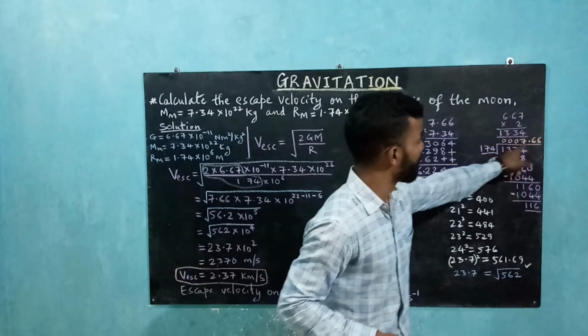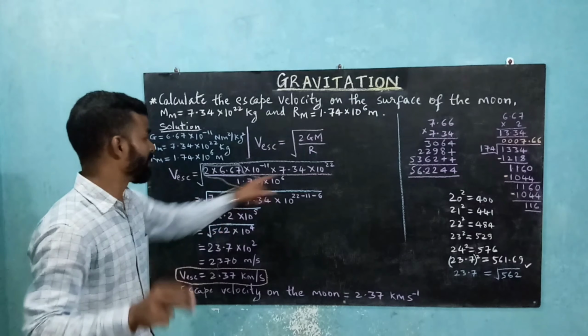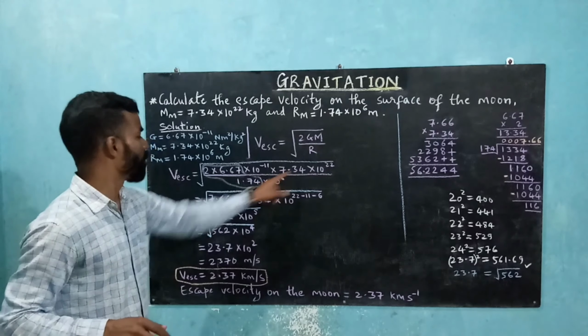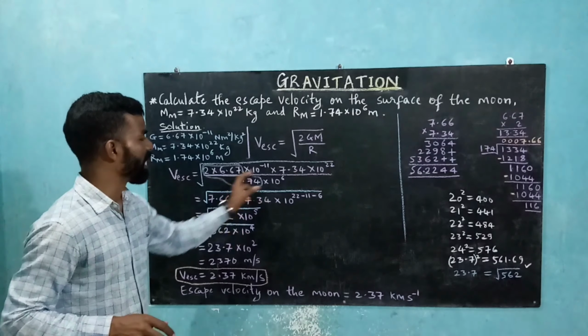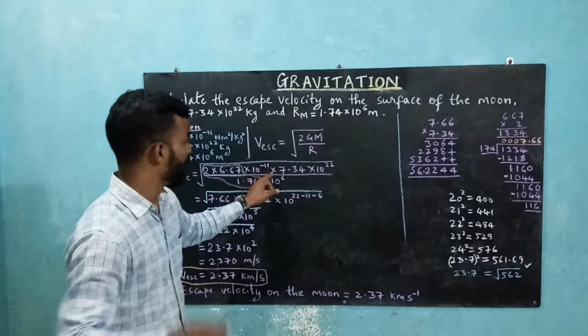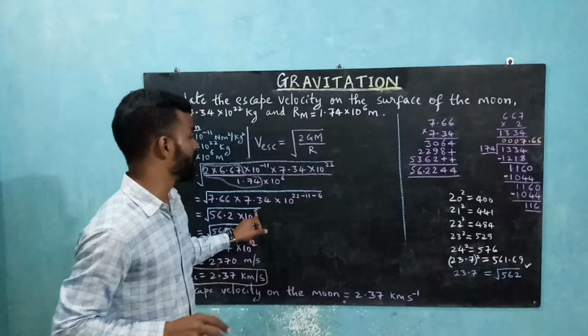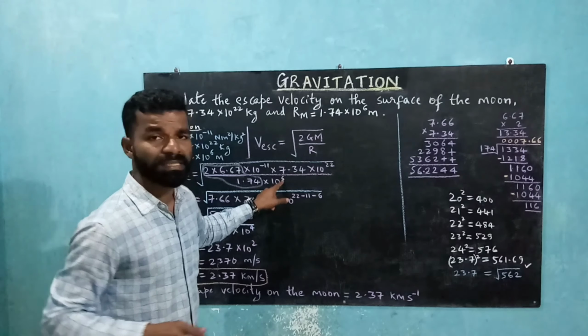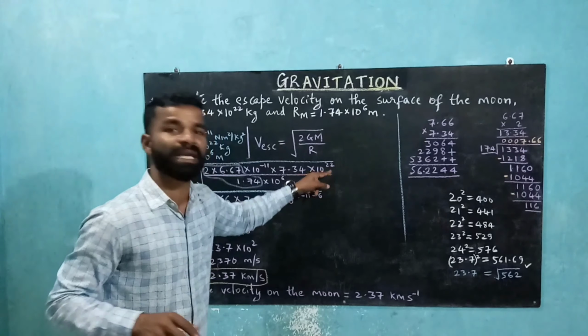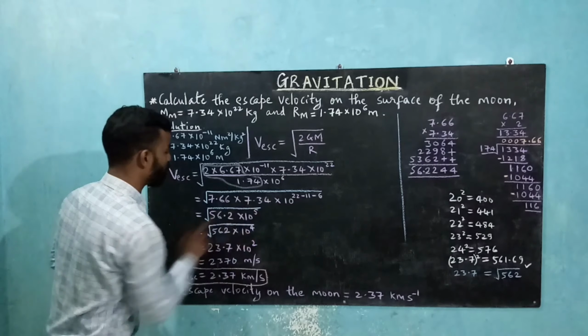So in this division, the answer you are getting is 7.66, and then multiply by 7.34. The other terms you are taking separately. 22 minus 11 is 11, 11 minus 6 is 5. So this 10 raised to 6, when it goes into the numerator, becomes 10 raised to minus 6. So 11 minus 6 is 5. So 10 raised to 5.